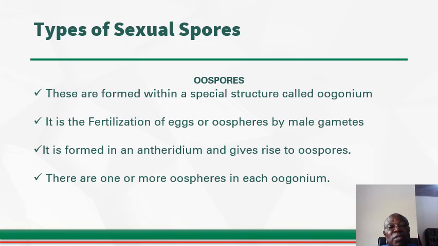Then there are oospores, and the oospores are formed within a special structure that we call an oogonium. It is the fertilization of eggs or oospheres by male gametes that forms these spores, and it is formed in an antheridium, which is that of the male, and gives rise to oospores. There are 1 or more oospheres in each oogonium, that is, either 1 or 2, not more than 2 in each oogonium.